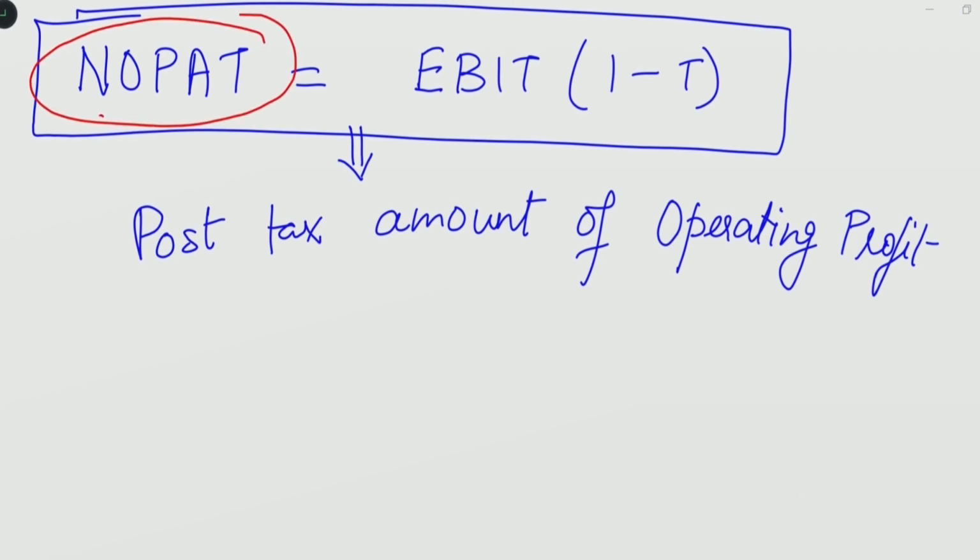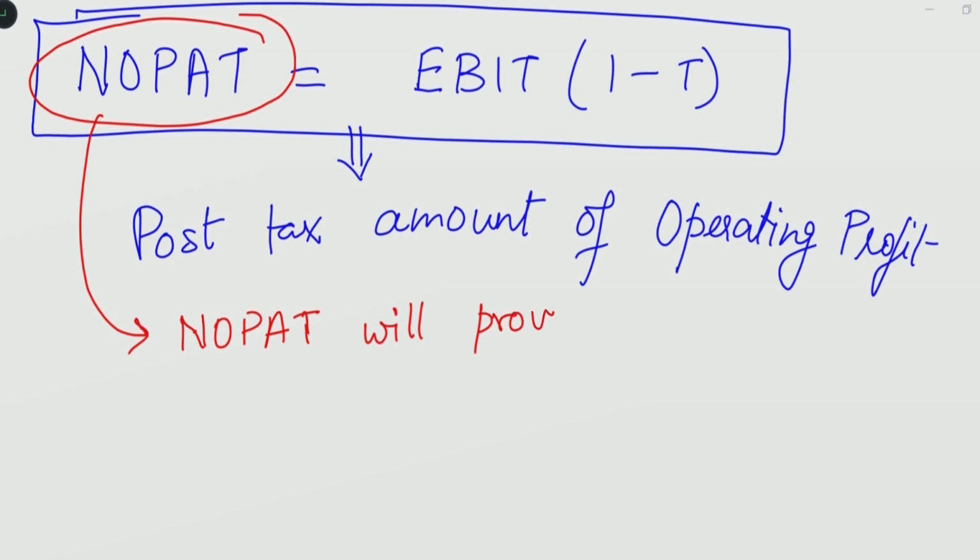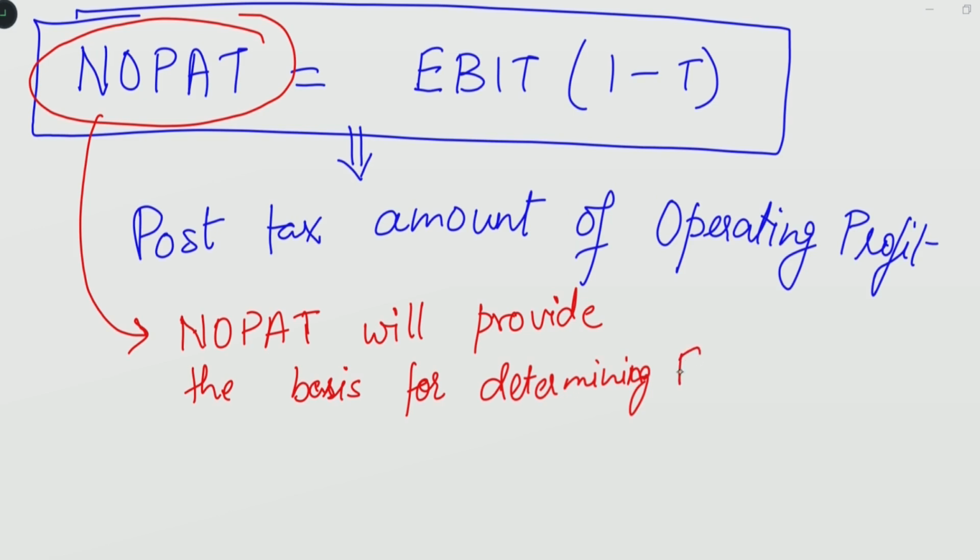So, let us write that line, an important line, that this factor NOPAT will provide the basis for determining what? FCFF.